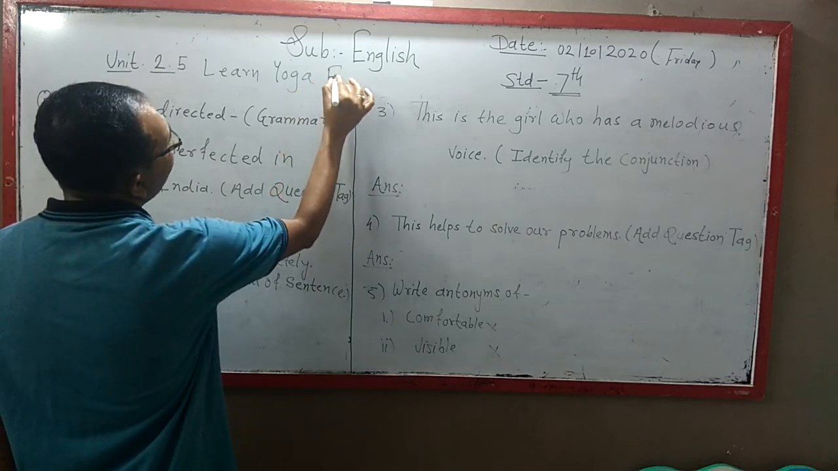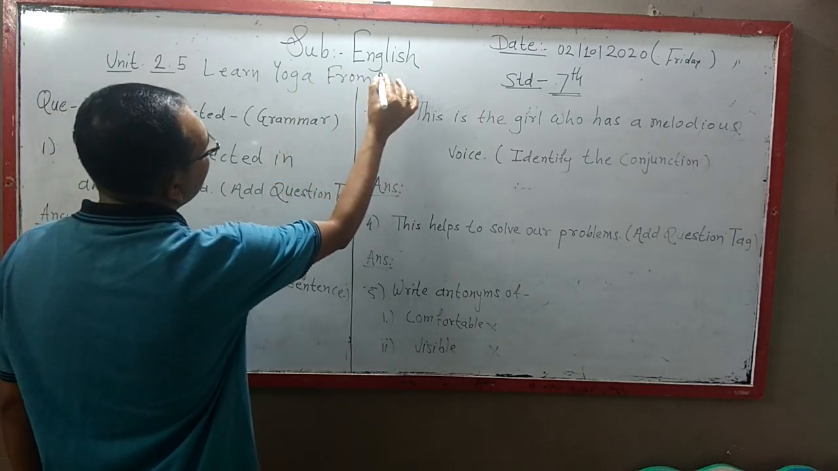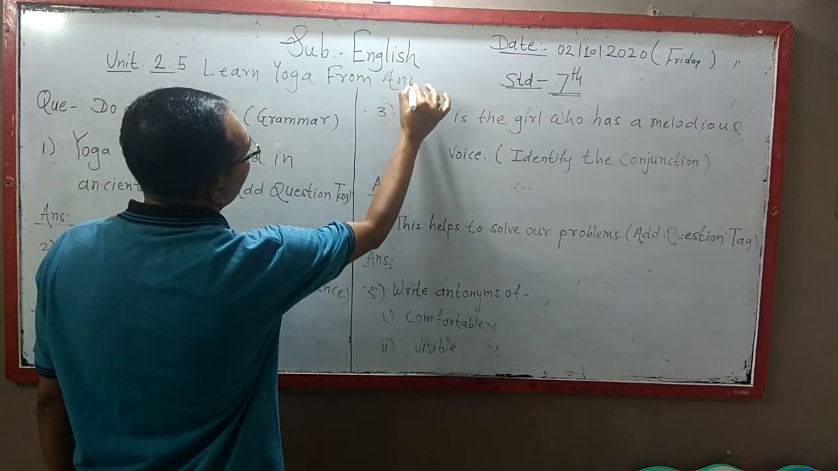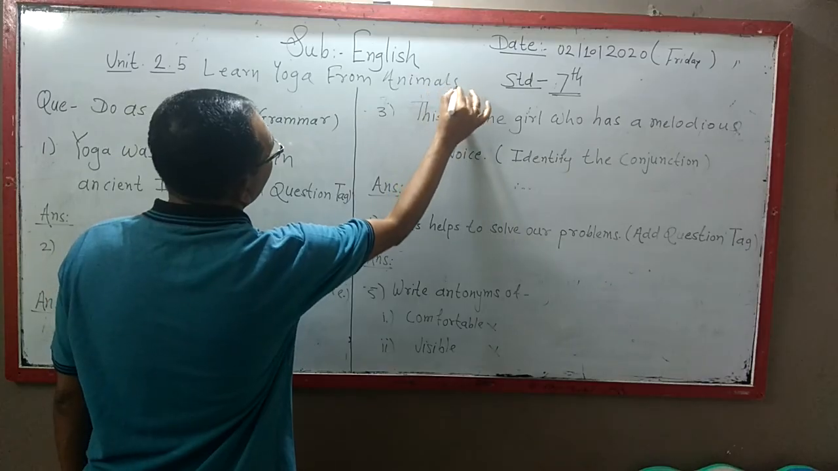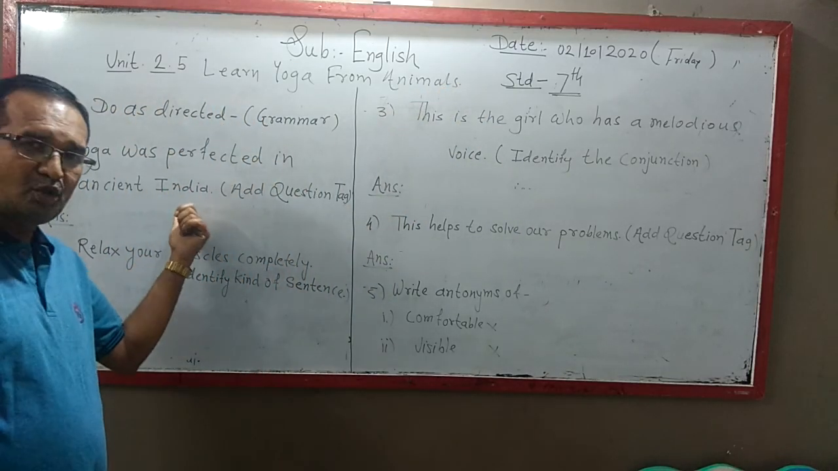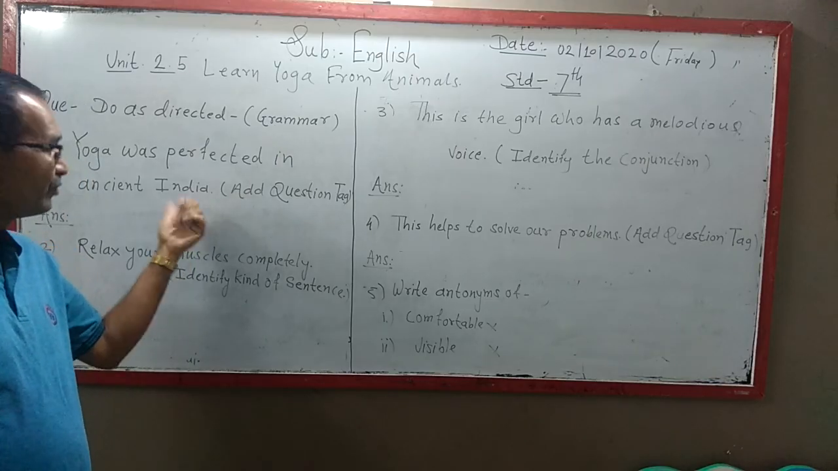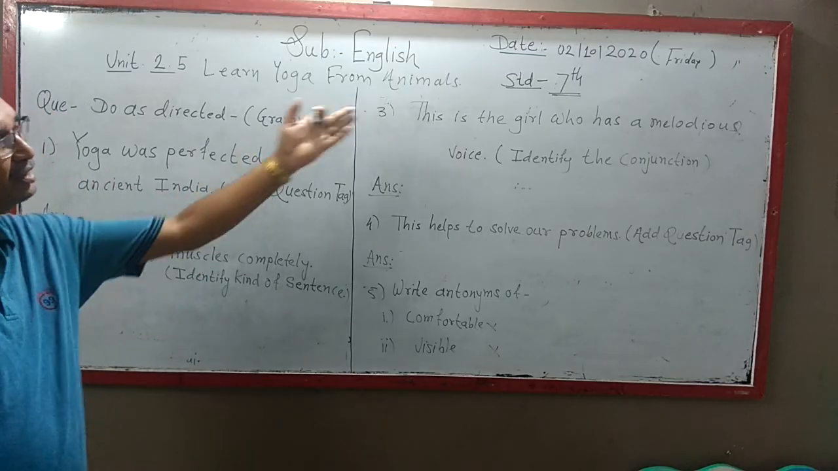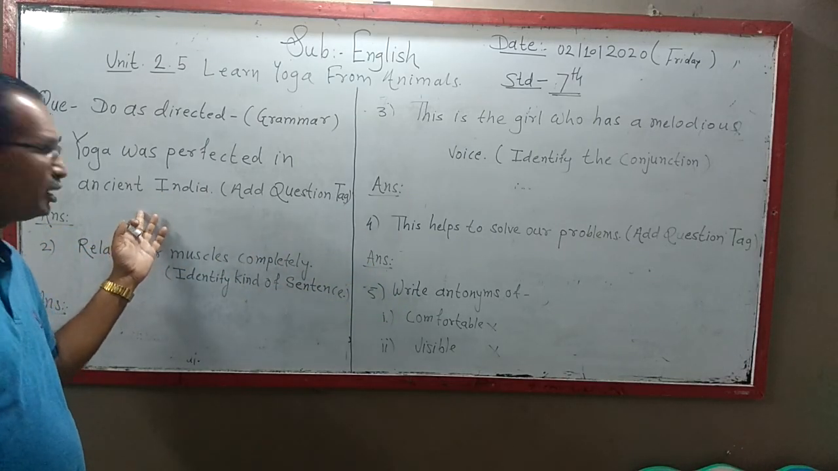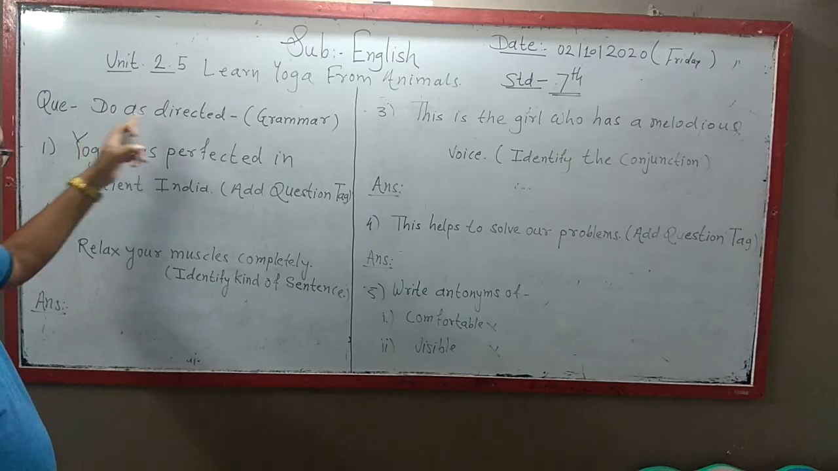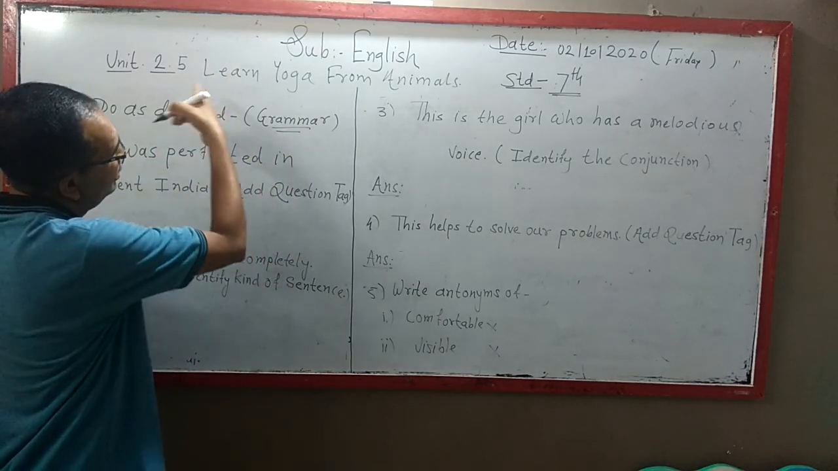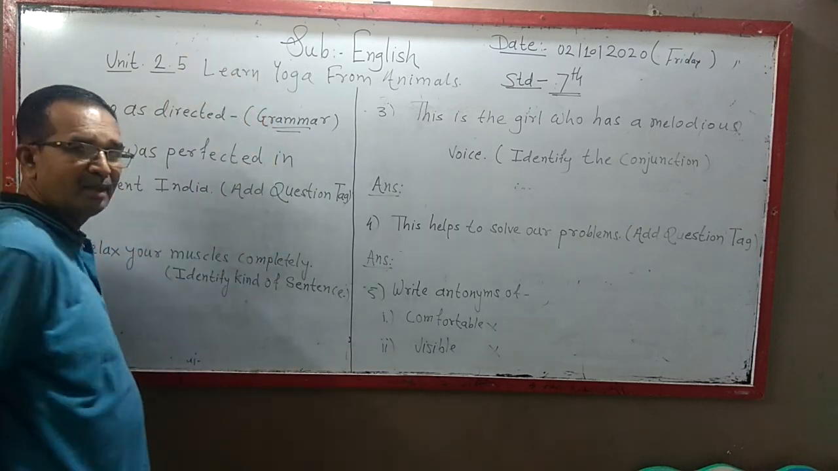Now for today's lecture I will teach some grammar topics from the lesson Learn Yoga from Animals. So pay attention on the blackboard, don't write anything else. I have given some grammar sentences on the blackboard, and I will directly solve them there. Our question is "Do as directed", that is our grammar from the lesson Learn Yoga from Animals.